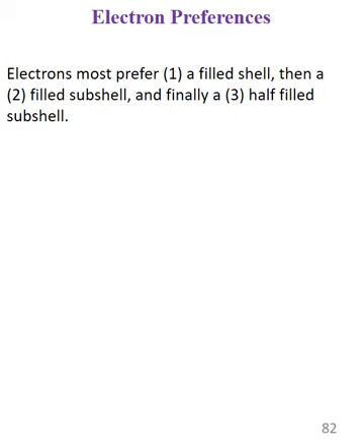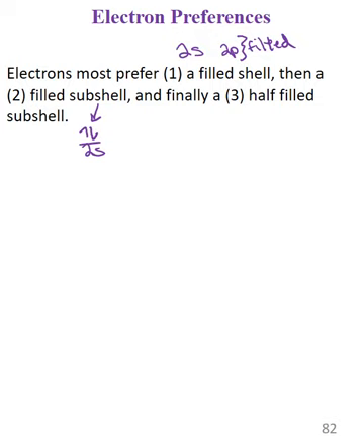Electron preferences. Now, electrons most prefer a filled shell. A filled shell is going to be, for example, where the second shell is completely filled. So the 2s and 2p are going to be completely filled. That makes them very, very happy. Then a filled subshell, for example, if the 2s is completely full.